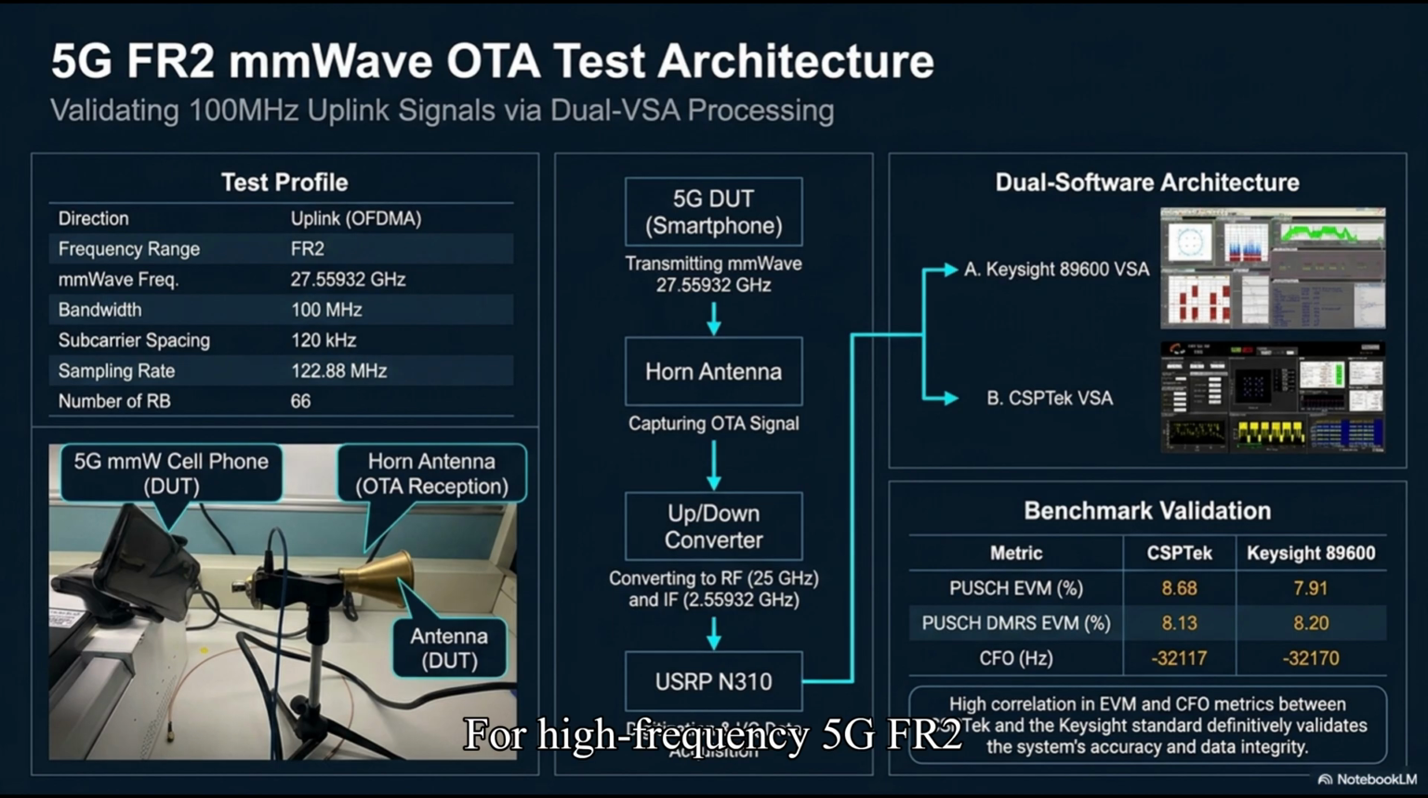For high-frequency 5G FR2 mmWave testing, we utilized a dual software architecture for benchmarking. The results show that VST Core is highly correlated with the industry standard Keysight 89600 VSA, delivering industrial-grade precision in metrics like PUSCH, EVM, and CFO. VST Core is your most reliable partner for mmWave research.